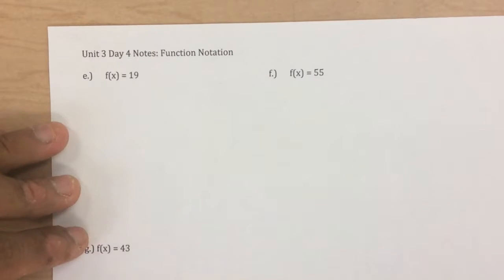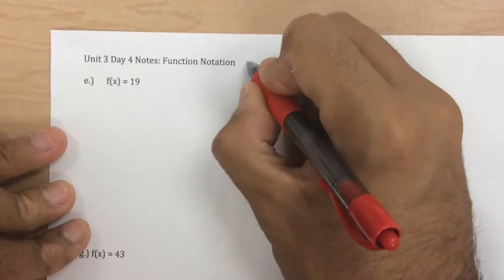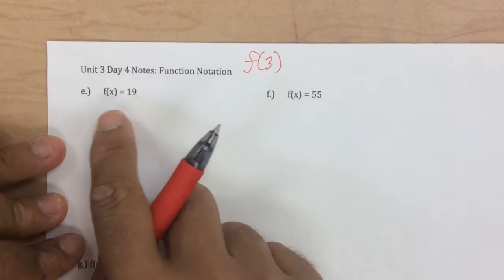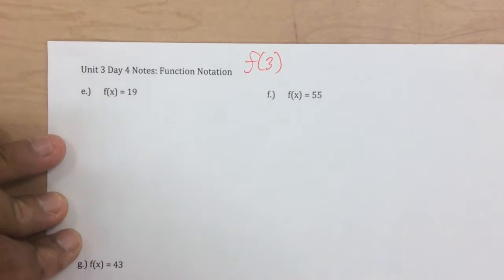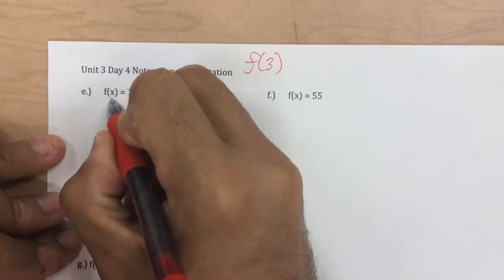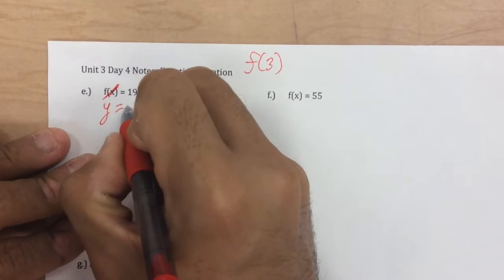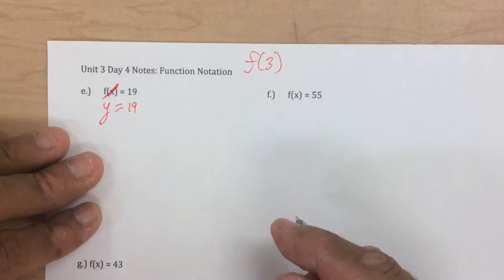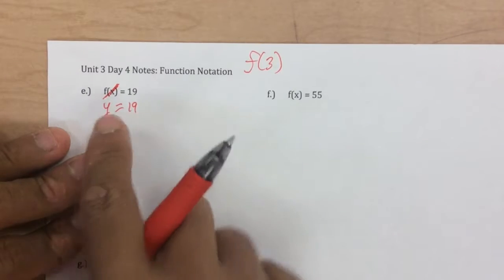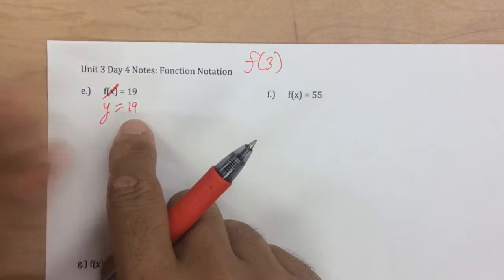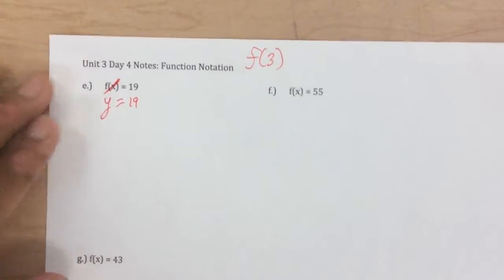Now, if you notice, before we would get something like f of 3, okay? Now, if you notice, these problems are different. Now, remember, f of x means y. So if you wanted to, this means y equals 19 if you wanted to switch f of x to y. So they're saying if y equals 19, then let's solve for this.